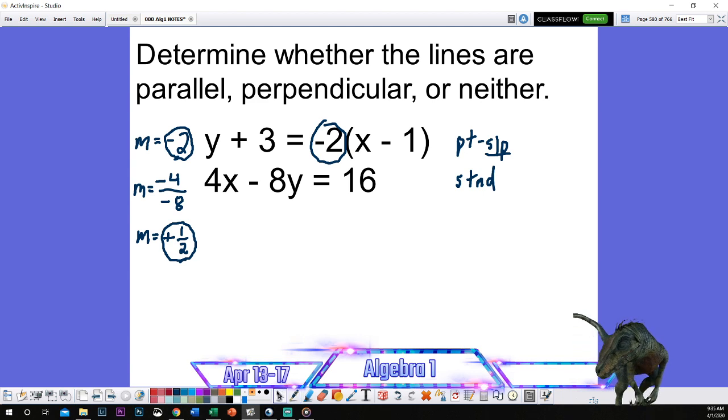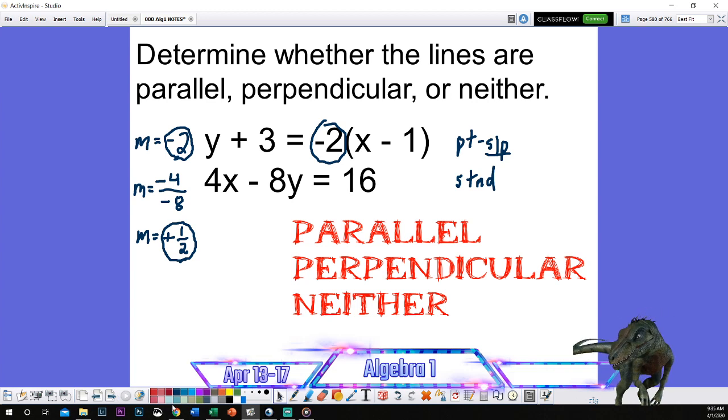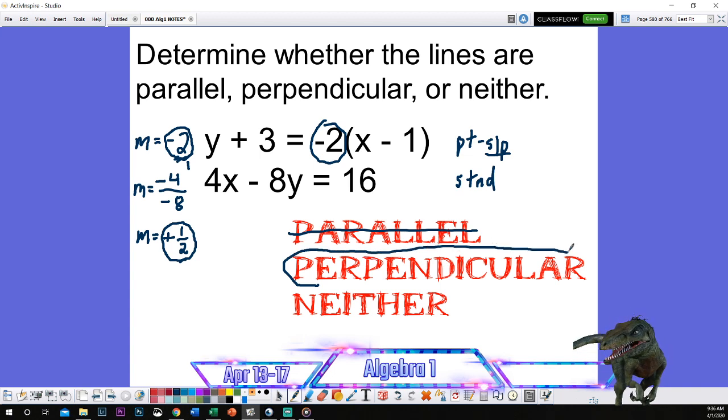Now I get to play everybody's favorite game, parallel, perpendicular, or neither. What do you think? Well, are these two slopes exactly the same? Negative 2, positive 1/2? No, they're not. Let's see, are they perpendicular? Are the signs different? Negative, positive. Yes, they're different. But did we flip? Is 1 over 2 flipped? 2 over 1? Yes, it is. So the signs changed and they flipped. So this time it really is perpendicular.